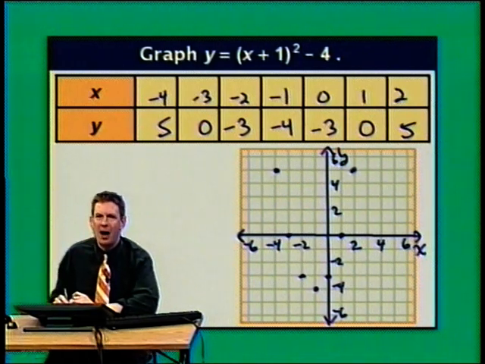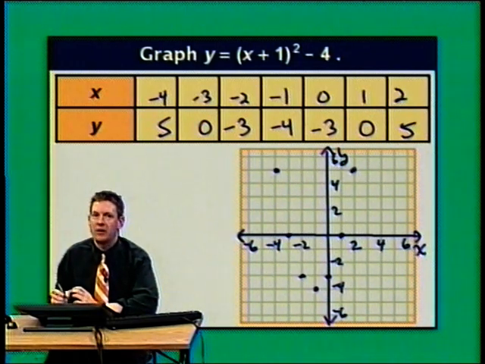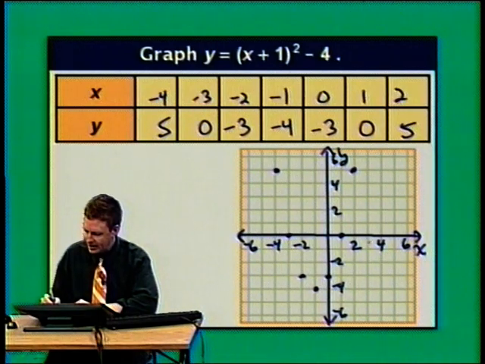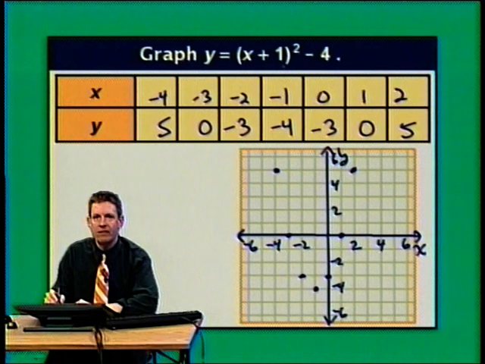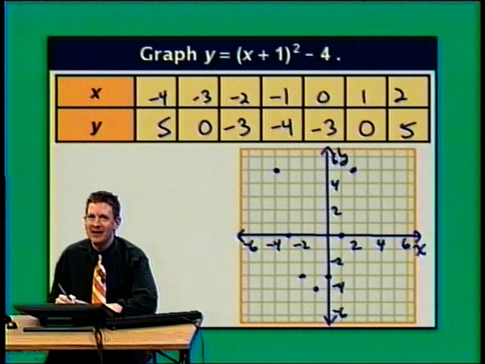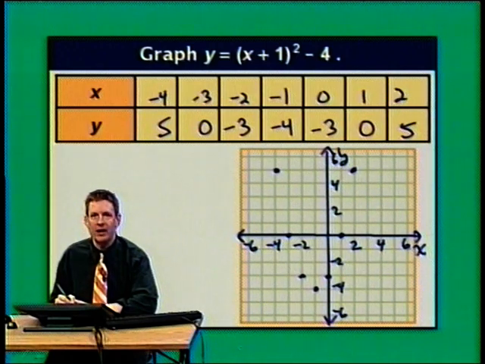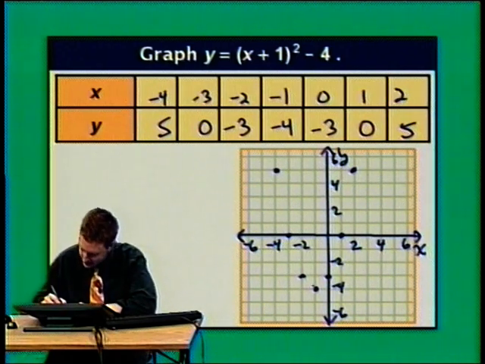I'm pretty sure I'm off my grid if I go any farther out in terms of integers, but I am going to check. When x is 3, what do I get for y? I get 4 squared minus 4, which is 16 minus 4, which is 12, which is well off our grid. So let's go ahead and connect our points.